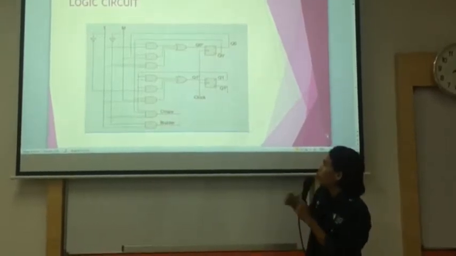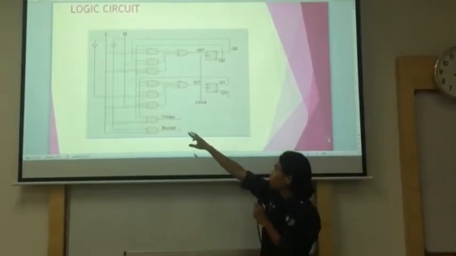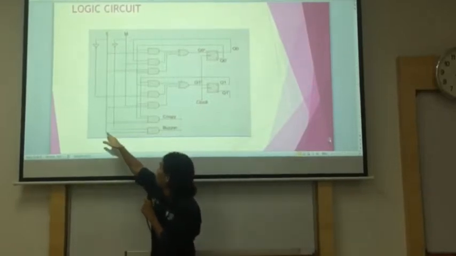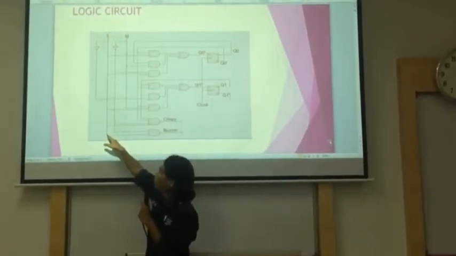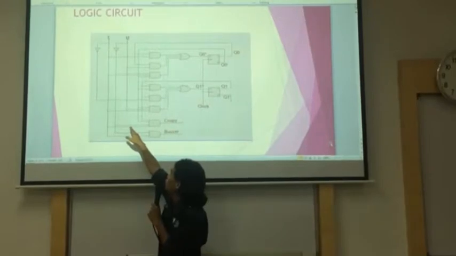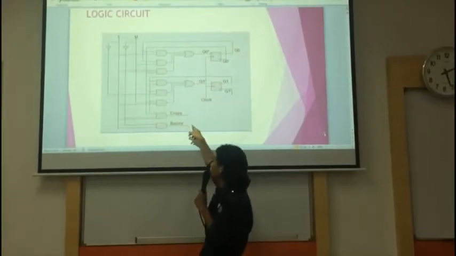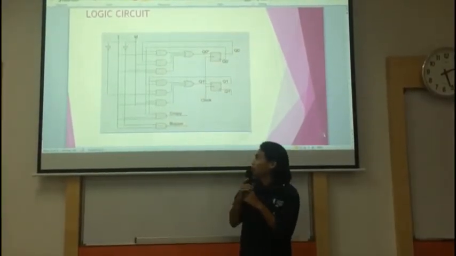And for the whole logic circuit, we can see we have two inputs. One is T for temperature and M for moisture, and the output is crispy and buzzer.